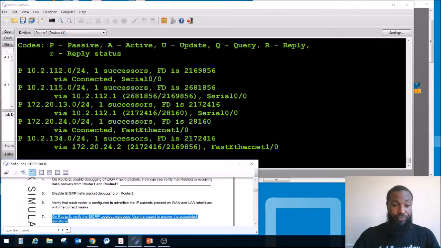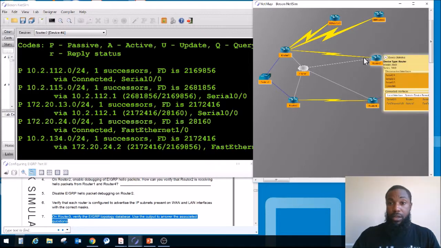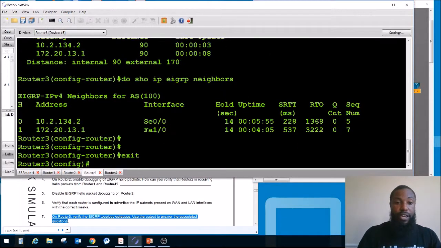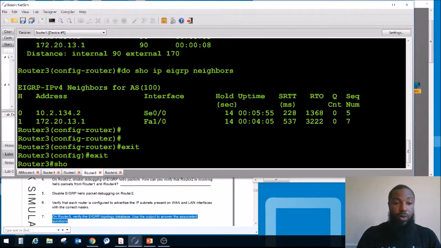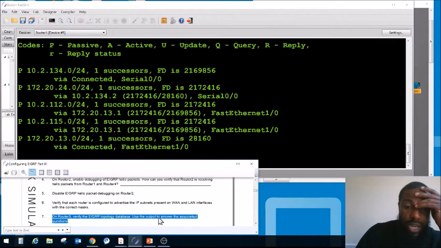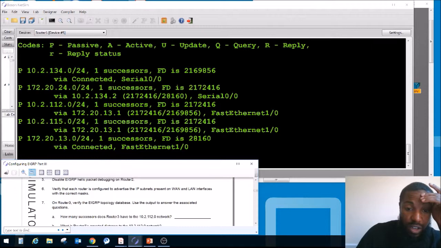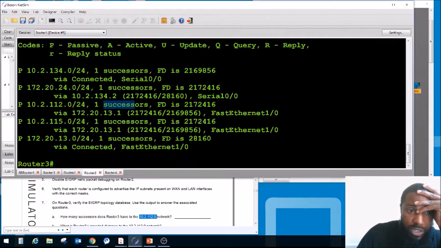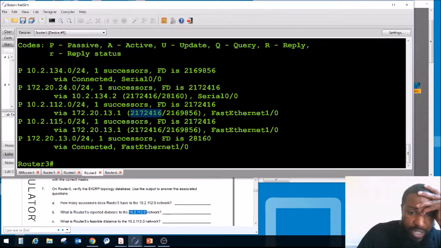Router 3, verify the EIGRP topology database. So let's go to router 3, which is located here. Verify his topology database. Show IP EIGRP topology, and that's his database. Use the output to answer the associated questions. How many successors does router 3 have to the 10.2.112.0 network? So that's this guy right here, one successor. What is router 3's feasible distance to 10.1.12? That's his feasible distance, right there.